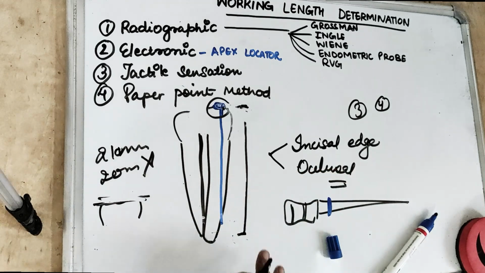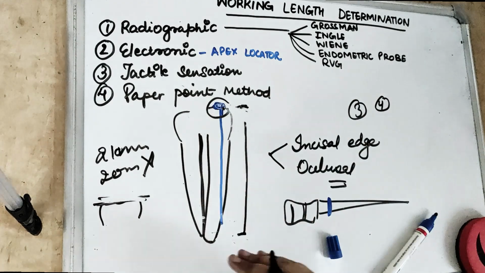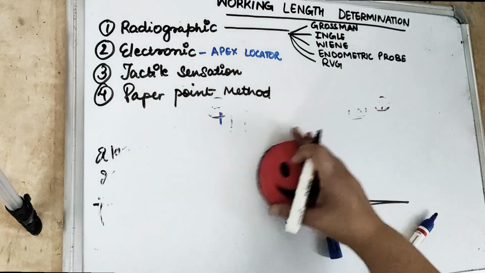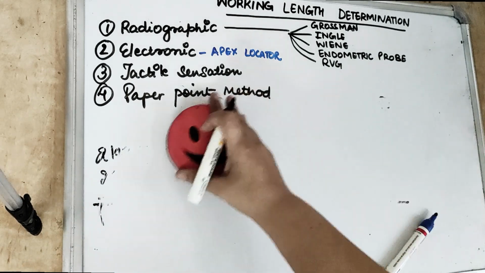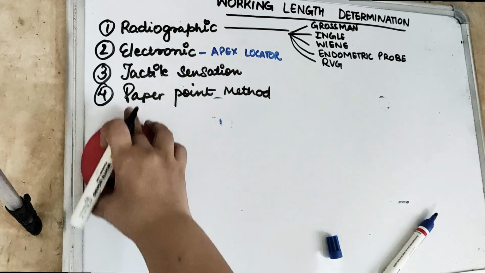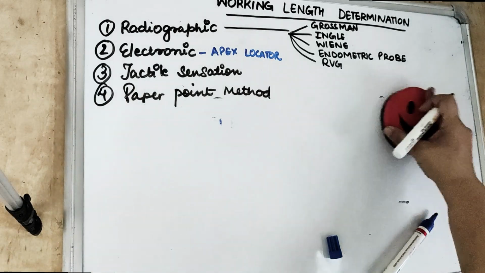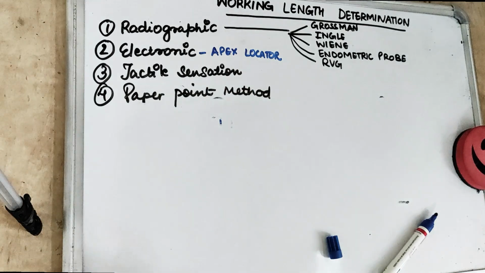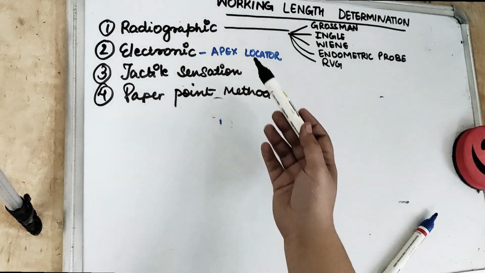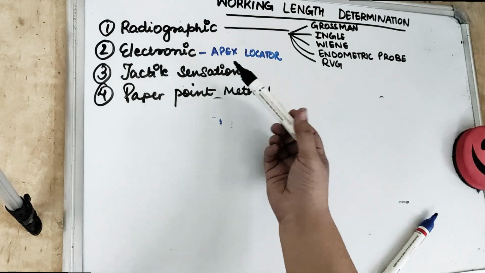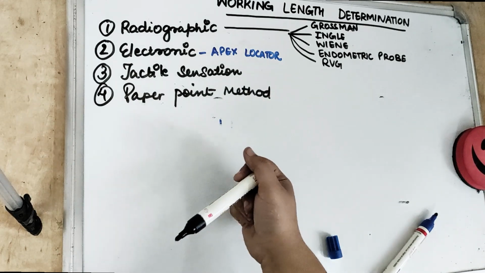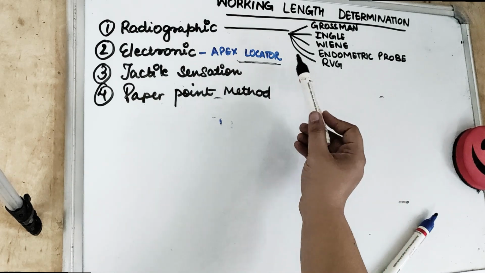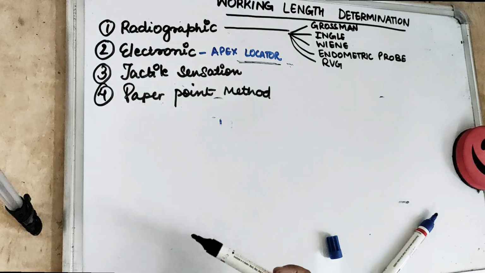So coming to the technique, how do we measure this working length? There are methods to measure: the radiographic method, which means we are using X-ray, and the non-radiographic method, wherein we are using other sources. For example, the non-radiographic method can be the electronic method, or tactile sensation. Today's video we are going to talk about the radiographic method, tactile sensation and the paper point method. In the next part we are going to cover the apex locator. We are not going to cover the apex locator in today's video.